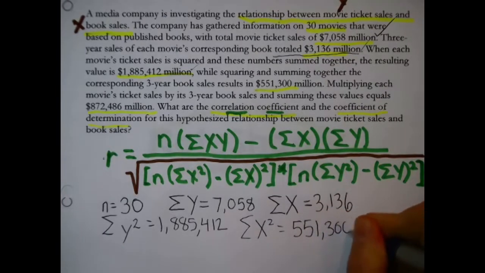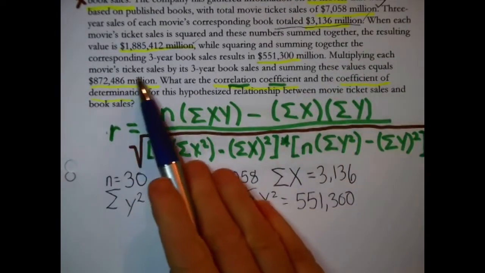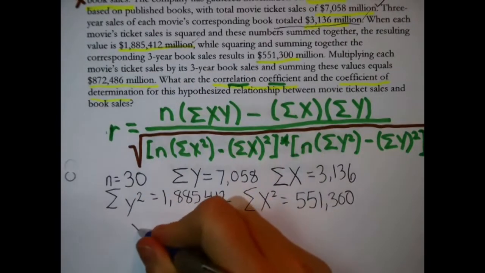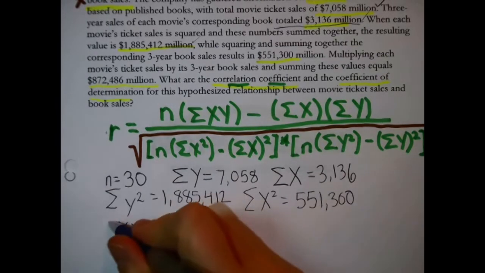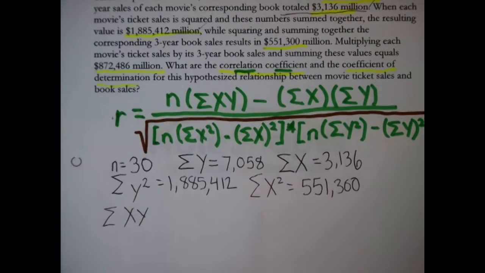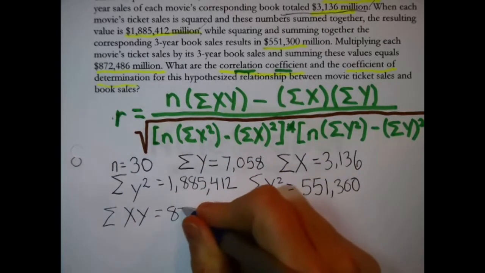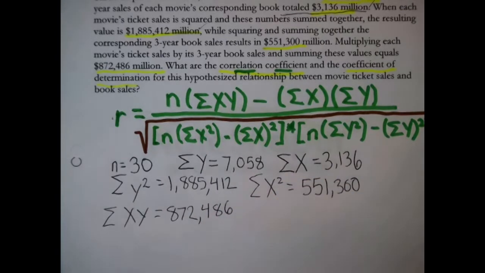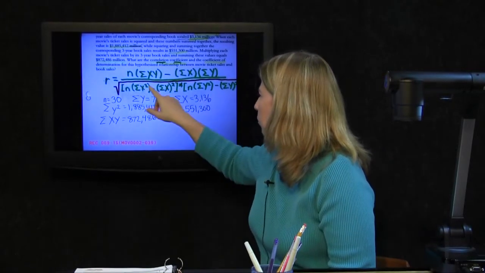551,300. And then another fact: multiplying each movie ticket sales by its 3-year book sales. Multiplying each Y times its X, and then adding them all up, that's the sum of X times Y that's being described to me. What does that equal? Ooh, 872,486. I'm just copying the number down. I'm working in millions. Oh, I think we have everything we need now to fill out this formula.